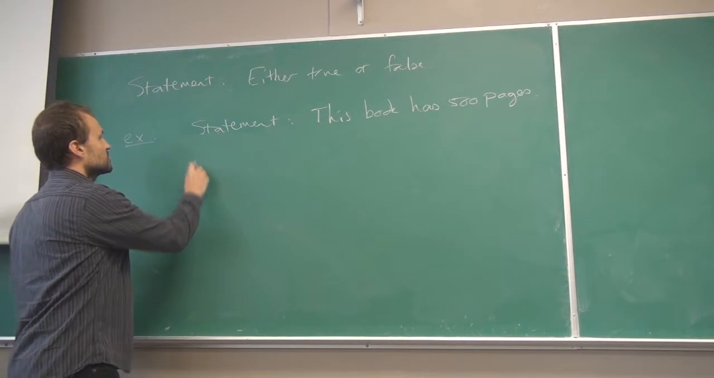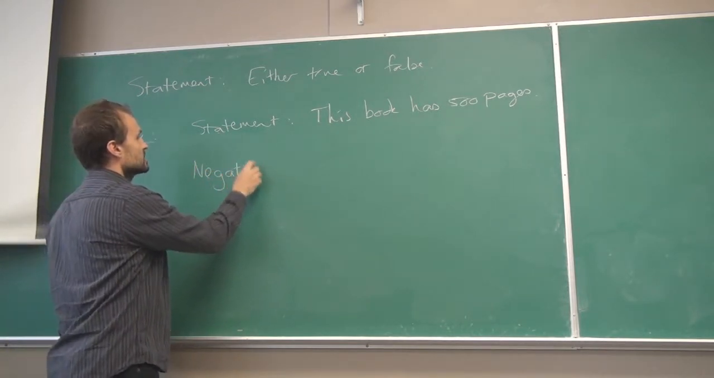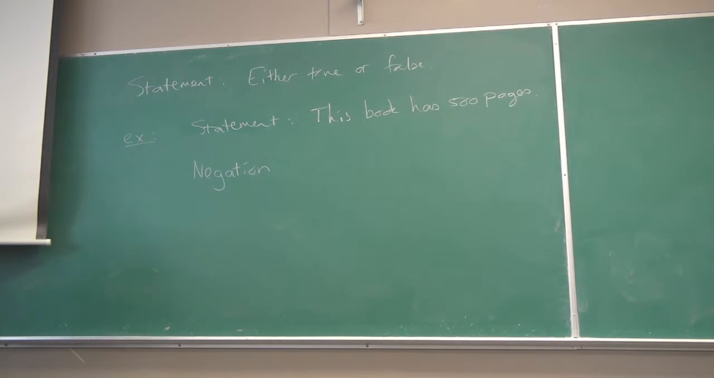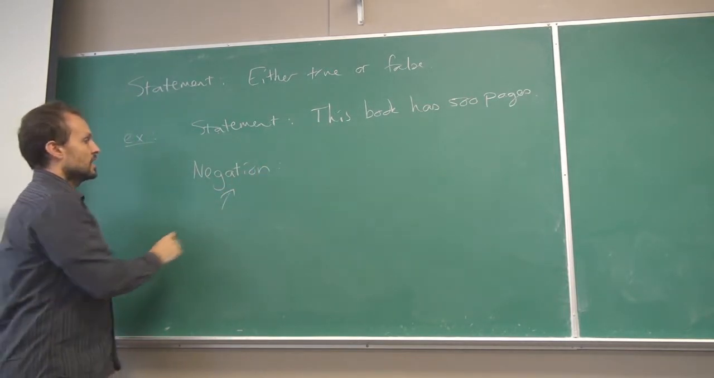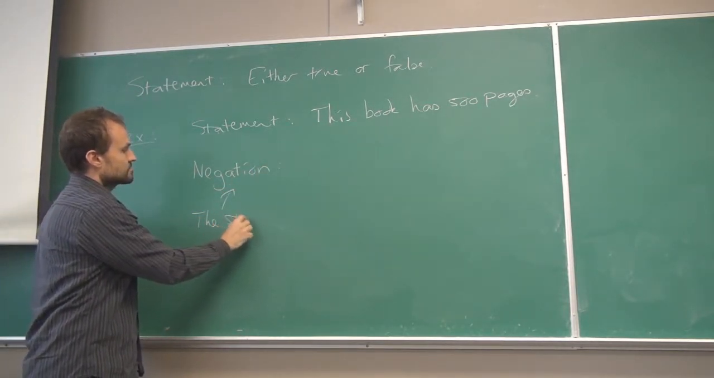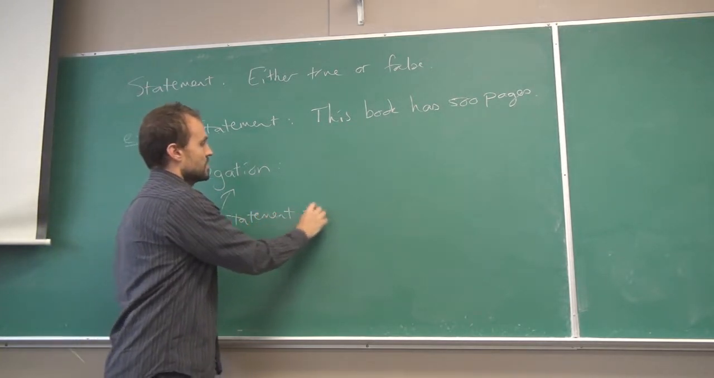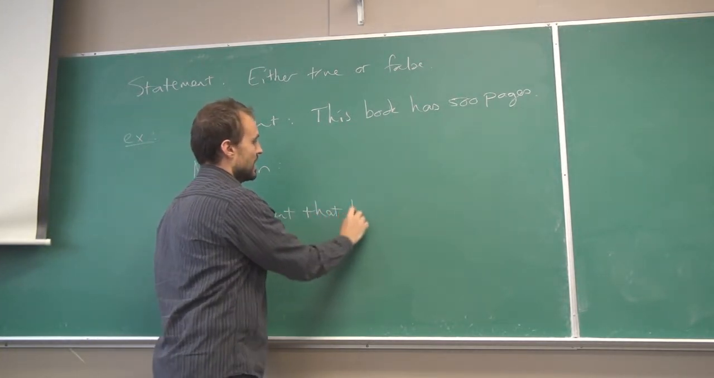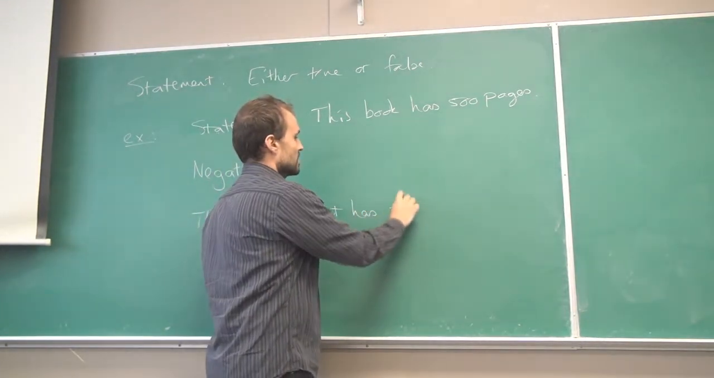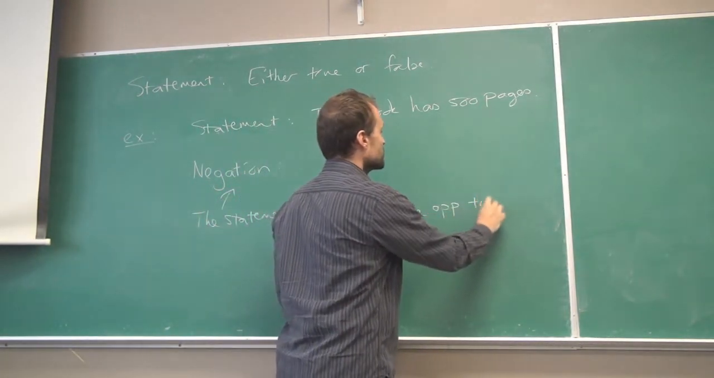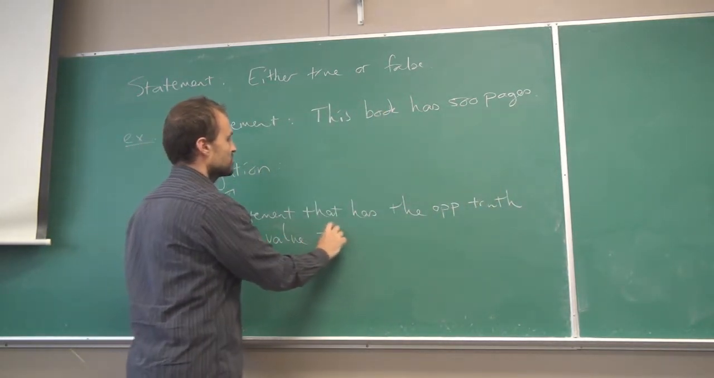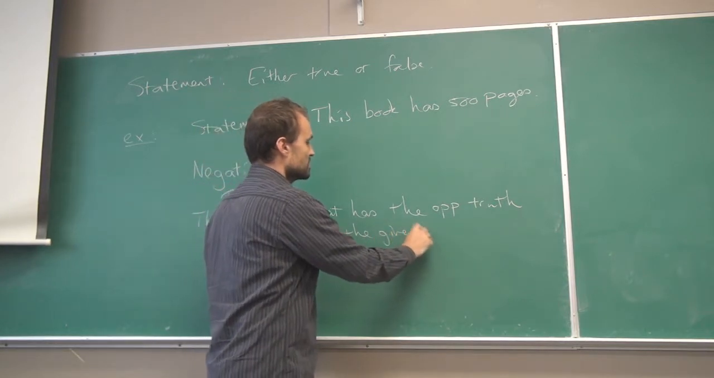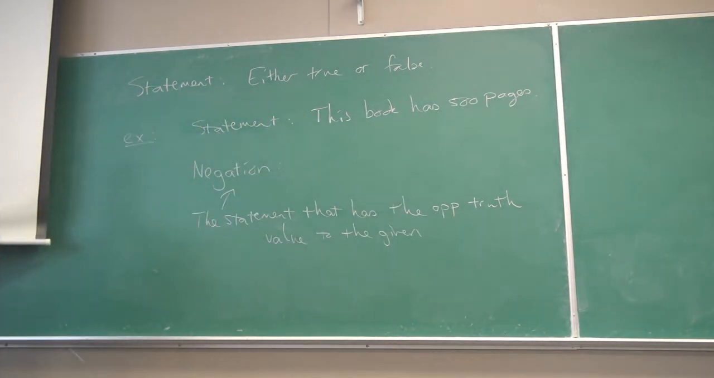We also want to, from this, come up with another statement that is partnered with this one, and we call it the negation. It is the statement that has the opposite truth value to the given statement. I'm giving you a statement like this one: the book has 500 pages.